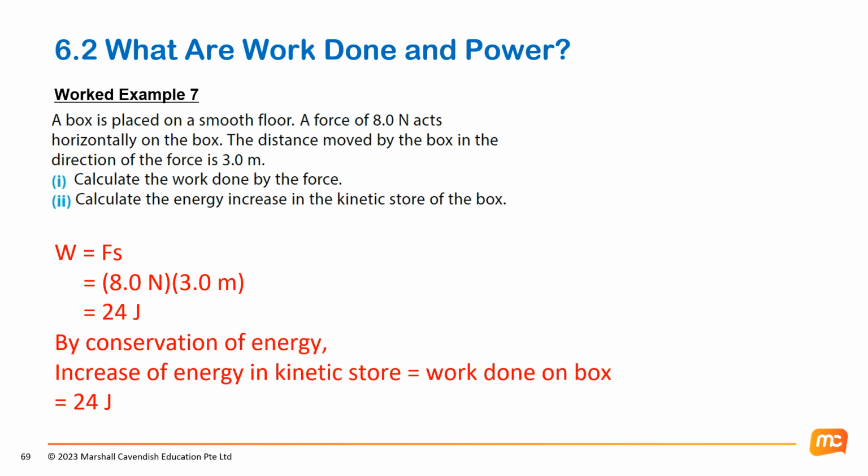So just from using the conservation of energy, the work done on a box gives us the increase in the energy of the kinetic store. So again, 24 joules is the answer here. Just like the analogy of transferring money from one account to another account: if you pay someone $24, it means your account loses $24 and they gain $24.